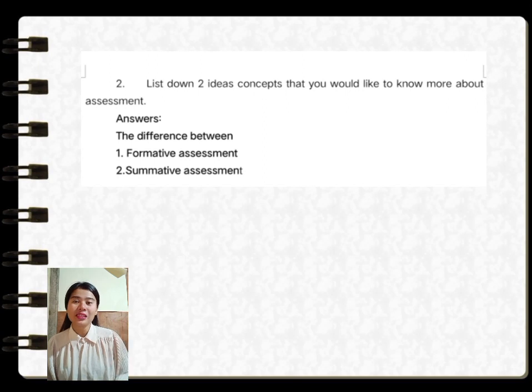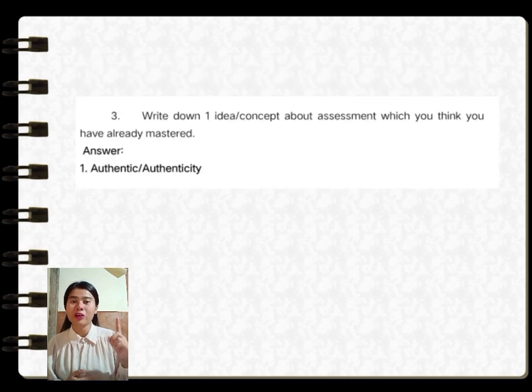Next activity, list down 2 ideas or concepts that you would like to know more about assessment. So the 2 ideas and concepts that I would like to know more about assessments are the difference between formative assessment and summative assessment. The next activity is write down 1 idea or concept about assessment which you think you have already mastered. And my answer is authentic or authenticity. As we all know, when we are having an assessment in our classroom as a teacher, it should be authentic that would cater to the diverse and the unique capabilities of our students.